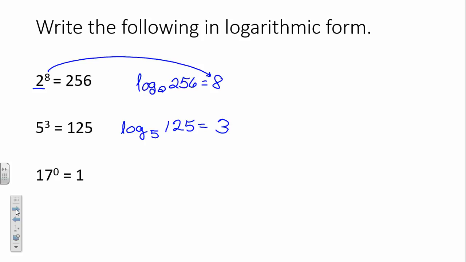And lastly, 17 to the 0 equals 1. Log base 17 of 1 is the power. Okay? Remember how to do that, right? Okay, next.